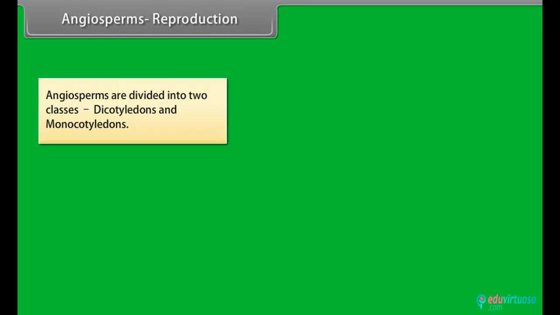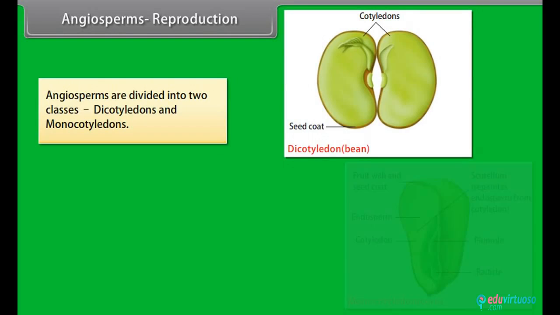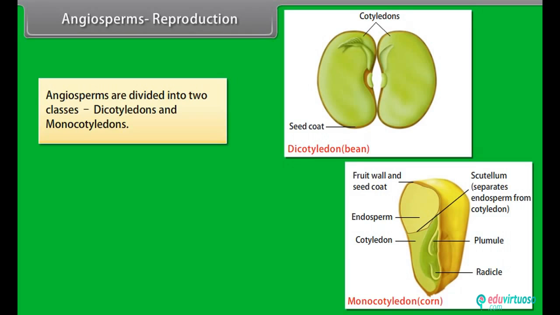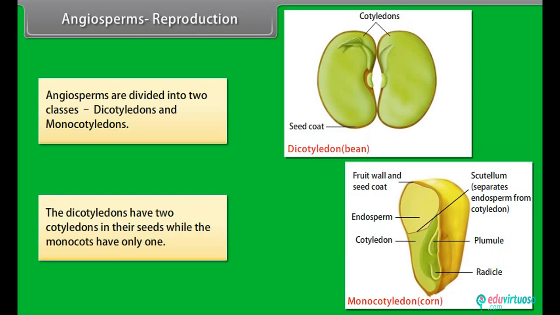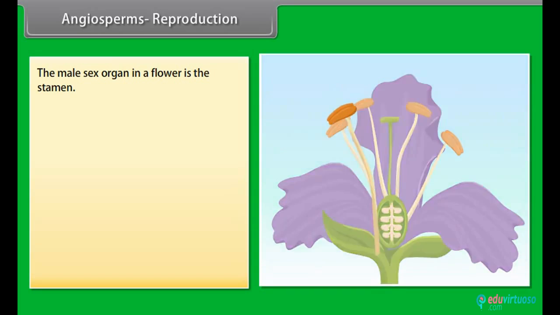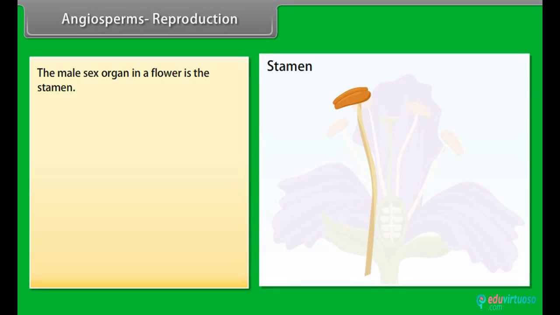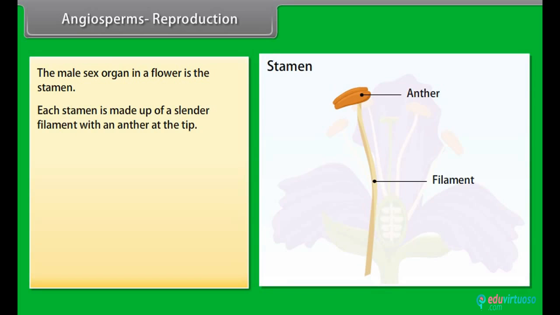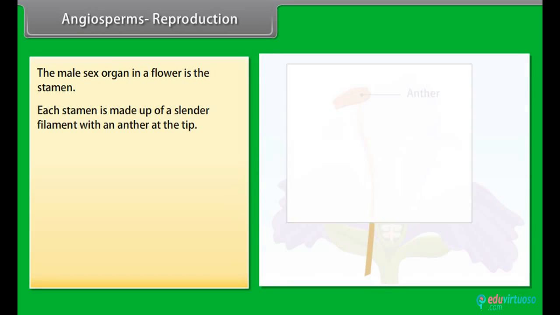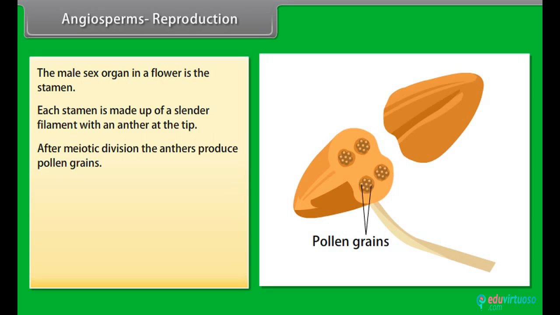Angiosperms are divided into 2 classes: dicotyledons and monocotyledons. The dicotyledons have 2 cotyledons in their seeds, while the monocots have only 1. The male sex organ in a flower is the stamen. Each stamen is made up of a slender filament with an anther at the tip. After meiotic division, the anthers produce pollen grains.